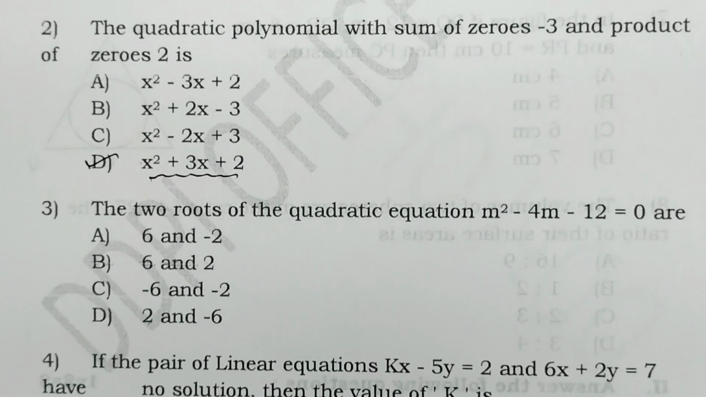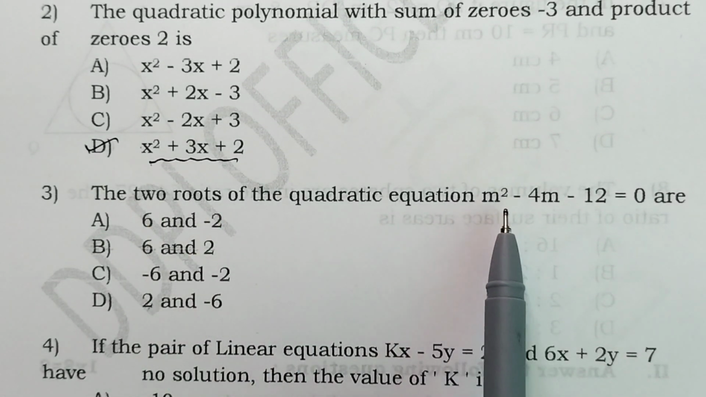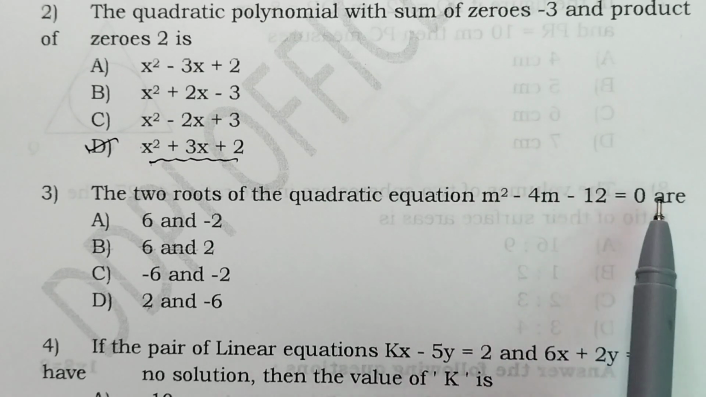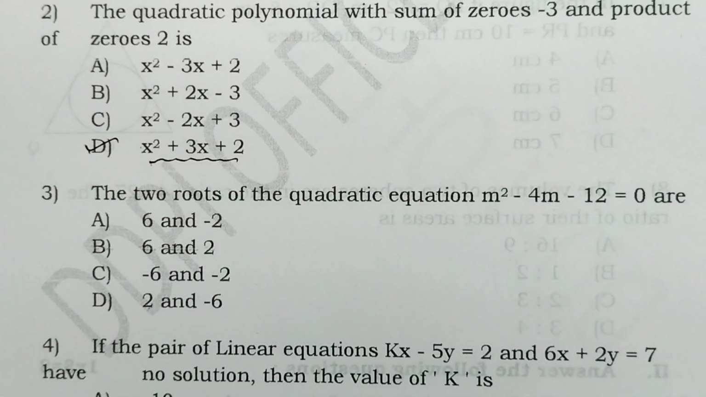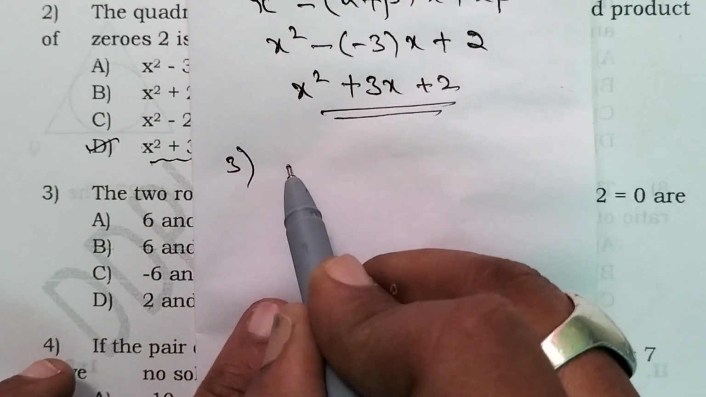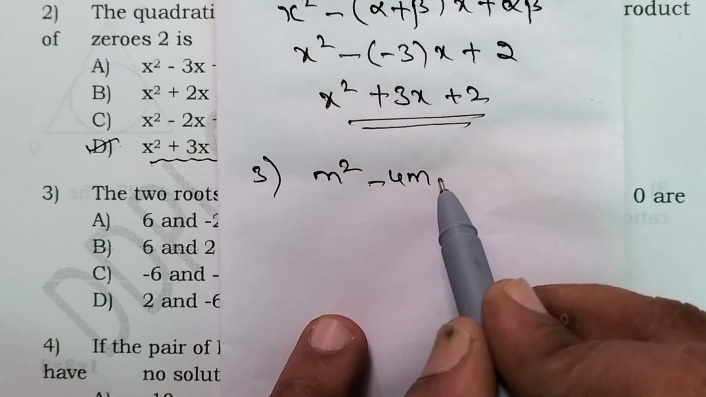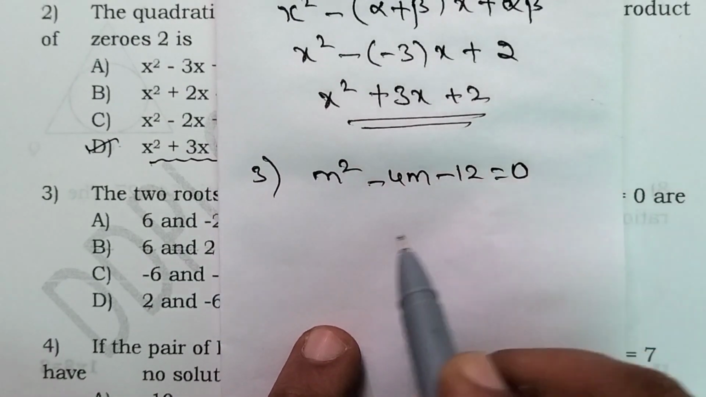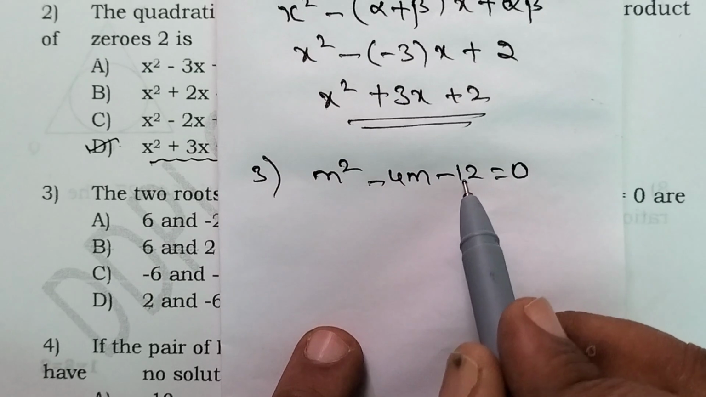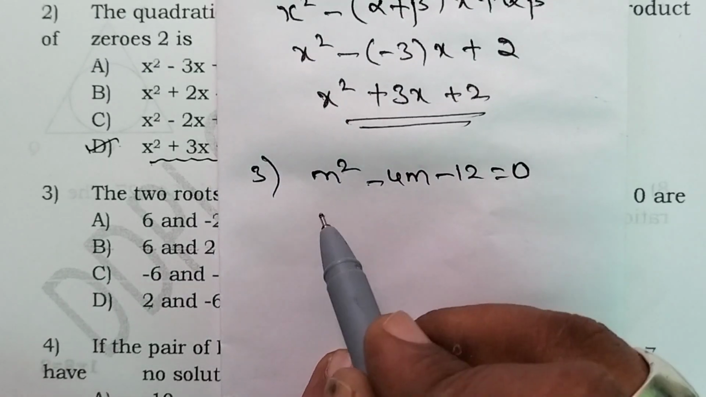Then coming to the third question: the two roots of the quadratic equation m squared minus 4m minus 12 is equal to 0 are. So let us take the equation first. What is the equation given? The equation given is m squared minus 4m minus 12 is equal to 0. If you multiply two numbers, you have to get minus 12. If you add or subtract, you have to get minus 4.